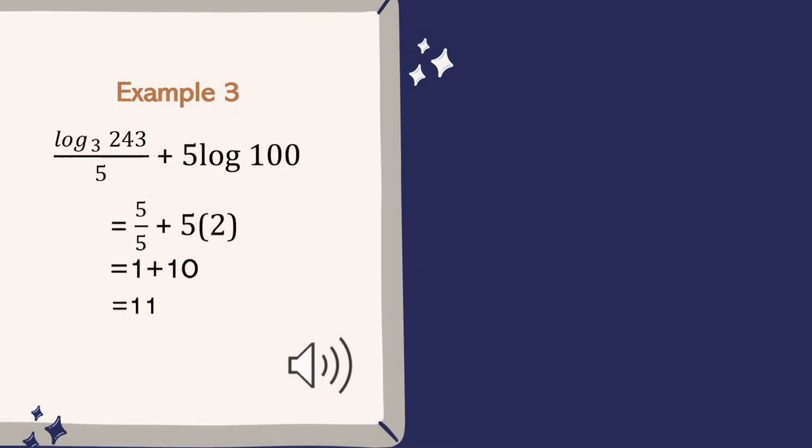Example number 3. We have logarithm of 243 to the base of 3 over 5 plus 5 logarithm of 100. Again, only focus on the logs and let the constants be. As we can see, the rule present here is the exponent rule. With that, when we apply the rule, our expression becomes 5 over 5 plus 5 times 2. So 5 over 5 equals 1 and 5 times 2 is equal to 10. So now our expression is 1 plus 10. After that, we simplify, then we get 11. Therefore, our answer is 11.